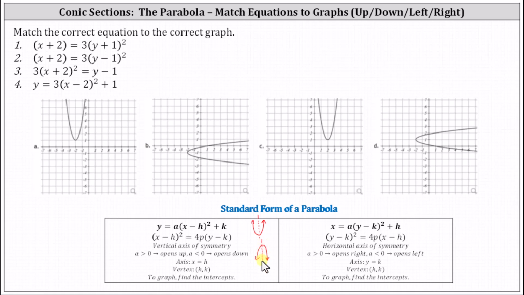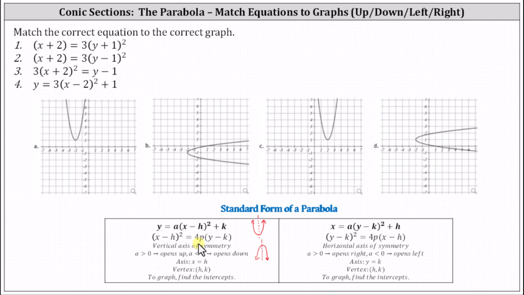The axis of symmetry is the equation x equals h, and the vertex is the point h comma k. And our text states to find additional points, we would determine the intercepts of the graph. The nice thing about this other form of the equation I included is the absolute value of p indicates the distance from the vertex to the directrix, as well as the vertex to the focus.